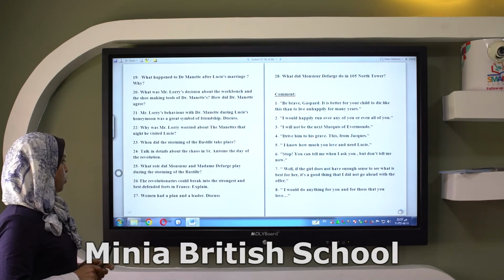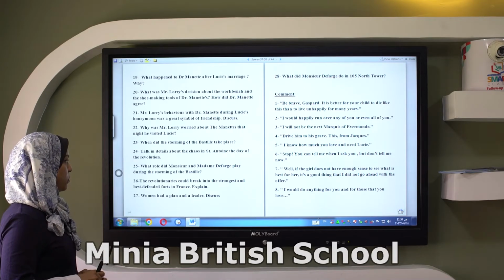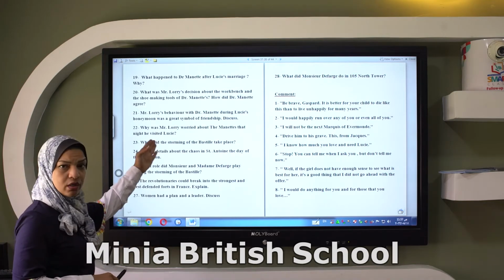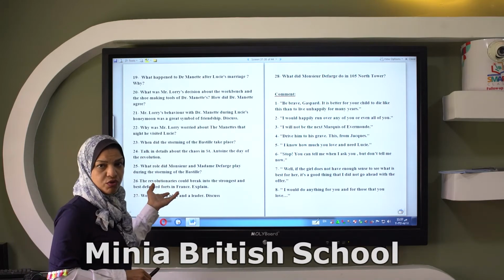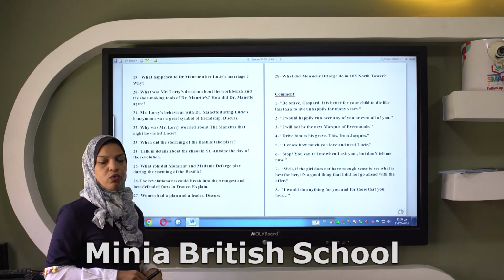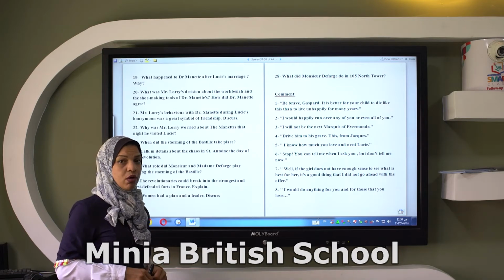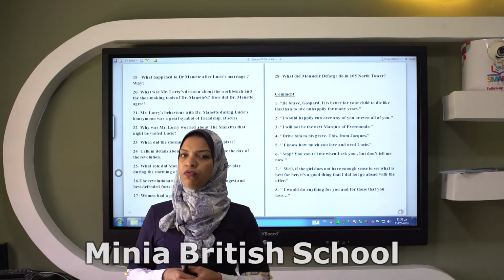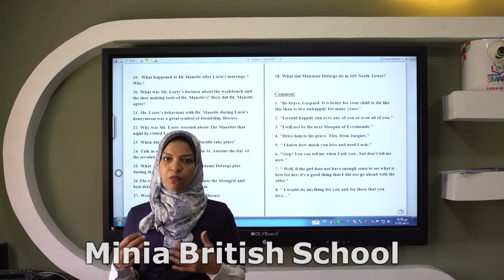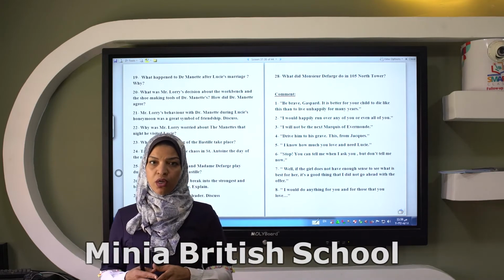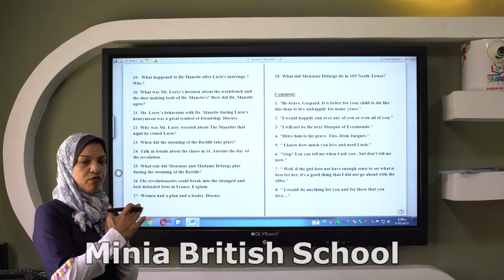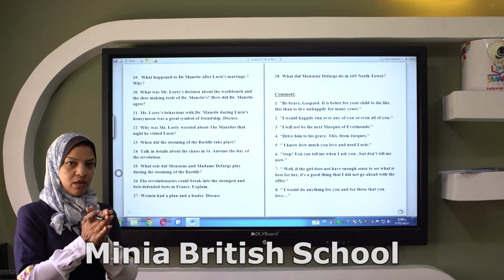Now if we took this question, for example, what role did Monsieur and Madame Defarge play during the storming of the Bastille? The storming of the Bastille refers to the revolution. So this word, the storm, does not mean something concerning the weather, but it refers to the revolution in France. Their role, of course, was a basic and a dominant role. Monsieur Defarge was the one who guided people or directed people where to go.